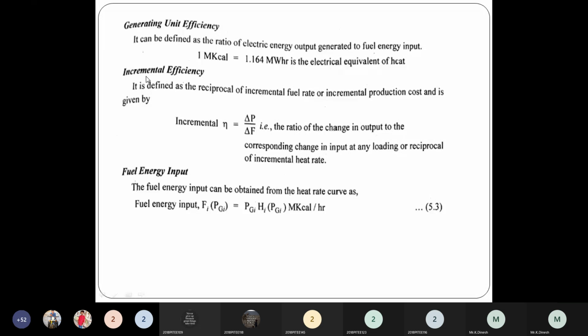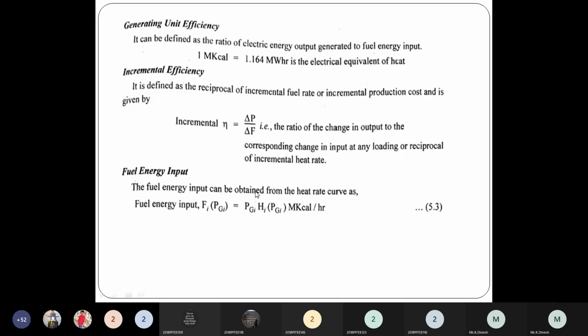Next, incremental efficiency. The incremental efficiency is defined as the reciprocal of incremental fuel rate or incremental production cost, and is given by eta equals del P by del F. It is the ratio of change in output to the corresponding change in input at any loading, or the reciprocal of incremental heat rate.